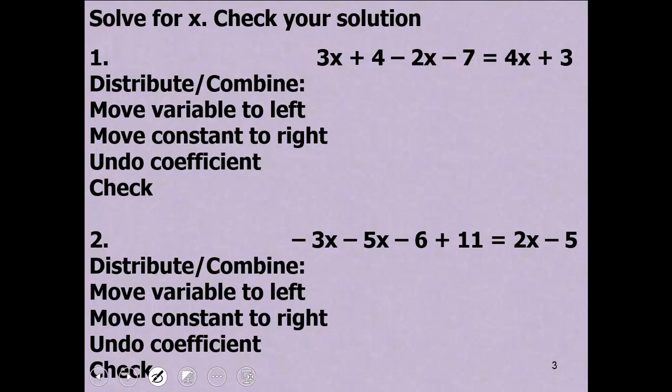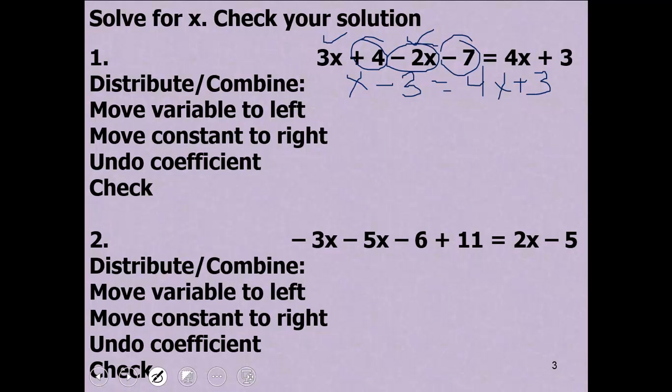So, do I have anything to distribute? I have no grouping symbols. So, we aren't going to distribute, but we're going to combine because, look, I have a 3x and then a negative 2x. Notice how I take this sign right along with that. So, 3x plus a negative 2x is 1x. Then I have a positive 4 minus 7, different signs. I take their difference, that's 3, and then I ask myself, do I have more negatives or more positives? And I have more negatives. Equals 4x plus 3.